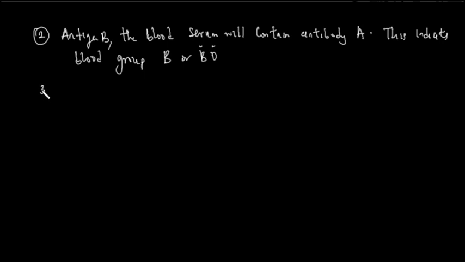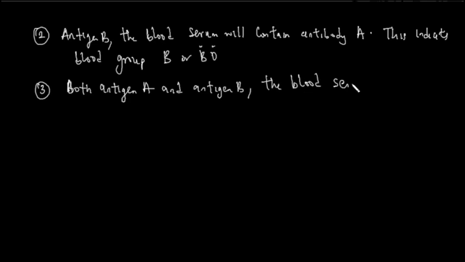Okay, then we have the third one. What if it contains both antigen A and antigen B? The blood serum will have what? What antibodies will it have? And remember, the antigens there are A and B. So if A and B are both in the cell, what antibodies will they contain? They will have no antibodies.